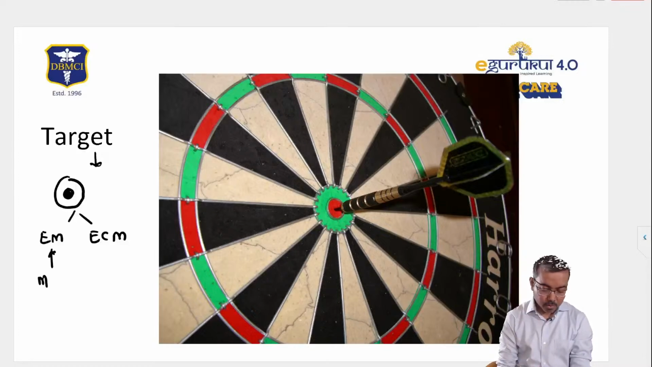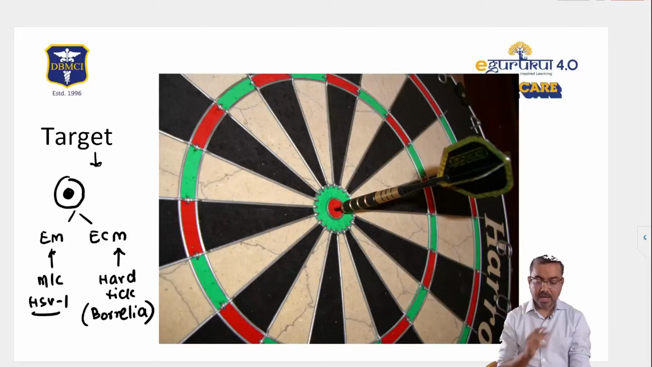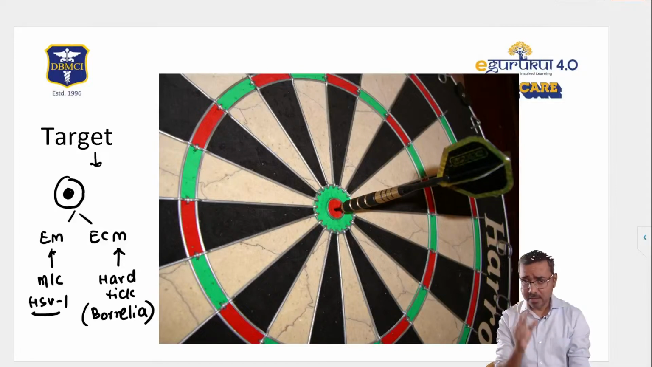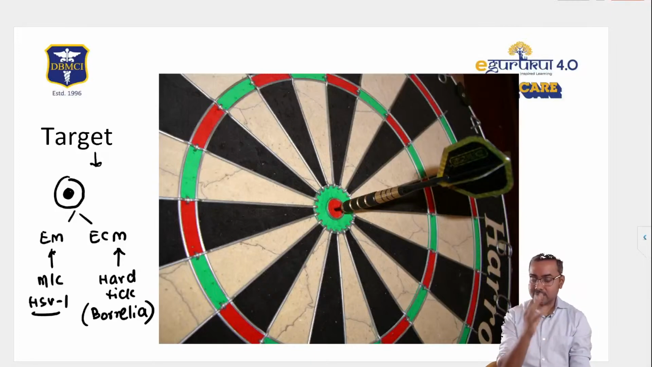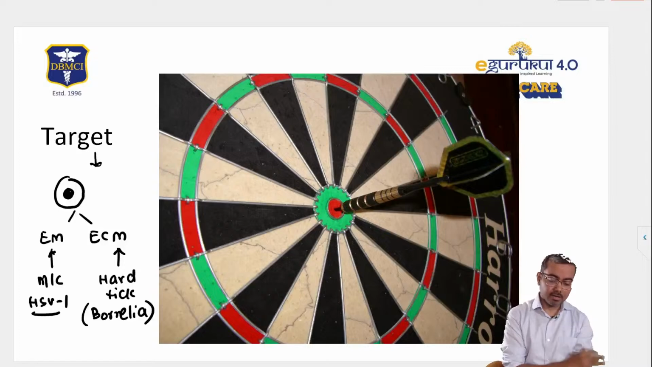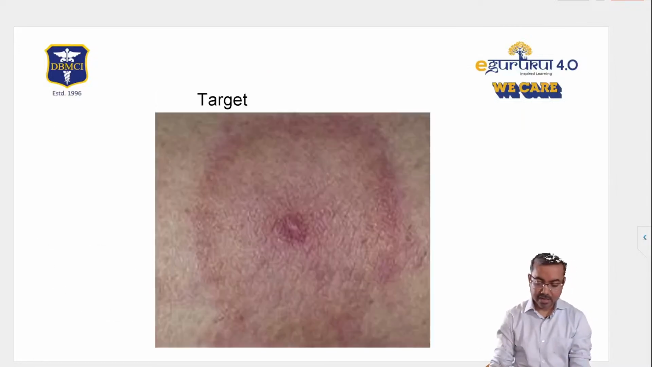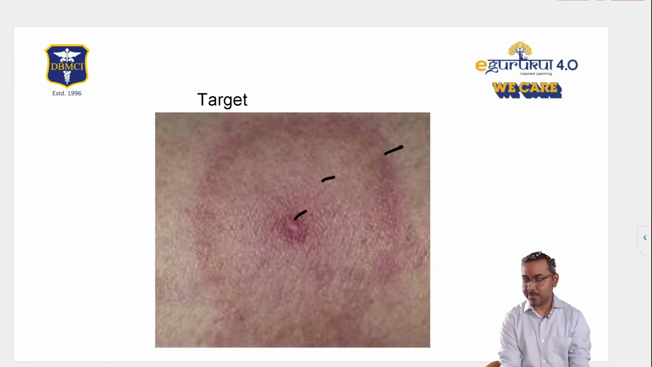EM, the most common cause is herpes simplex virus type 1. ECM, the cause is a hard tick bite giving you Borrelia. So remember two causes from the INICET perspective. Herpes simplex virus 1 creating target lesion erythema multiforme, and ECM, which is Borrelia disease, which is going to give you Lyme's disease, erythema chronicum migrans. So this is what a target lesion means. One zone, second zone, third zone. Three zones typically for target morphology.